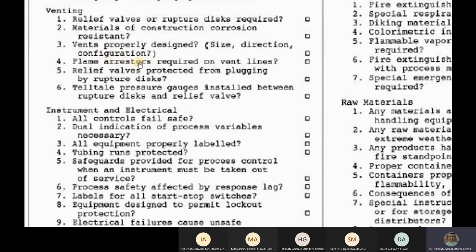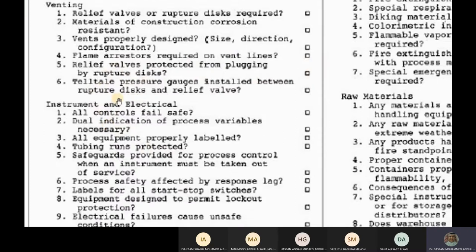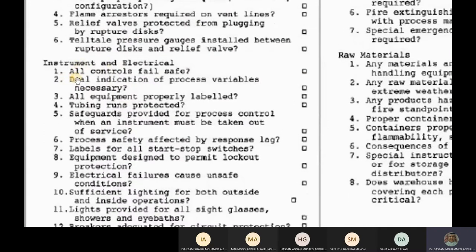The flame arresters. There is something that catches the flame on the vent line, yes. Relief valves protected from plugging by ruptured disc. No, we have a problem here, and so on. What about the instrument and electrical? All control fail safe. Yes, all of them are safe. All equipment properly labeled. No, some of them are not labeled. You see, for example, process safety affected by response lag. Yes, it is affected. Labels for all startup switches. No, they don't have labels.